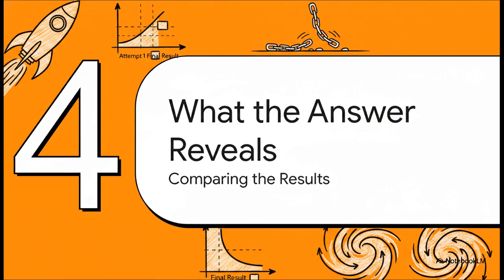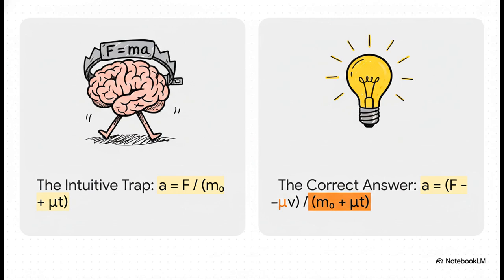So, great. We have the right answer. We matched the textbook. But what does it actually mean? To really get the physics, let's compare our first intuitive guess with the correct result we just found. Let's just put them right next to each other. The only difference is that mu v term being subtracted in the numerator. What this means is that the true acceleration is always less than what our simple intuitive guess told us it would be. So what is that term actually doing?